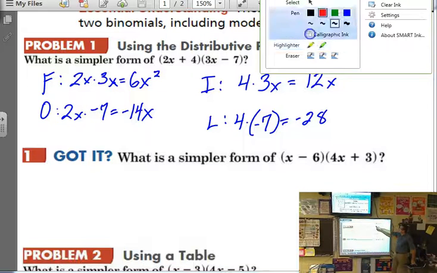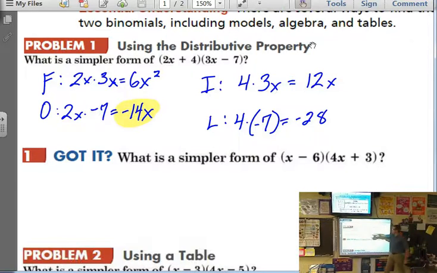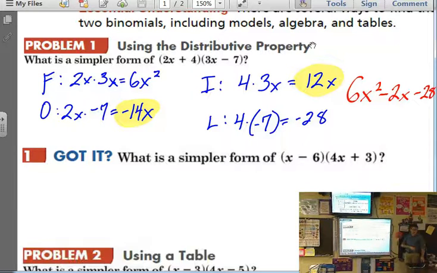Now we're going to put these all together and clean them up. I have like terms from my outer and my inner, so go ahead and think about what negative 14x and a positive 12x give us. In standard form, we always write this from highest power down. So 6x squared minus 2x, or you could say plus negative 2x, but that would be extra work we don't need to do. And then minus 28.